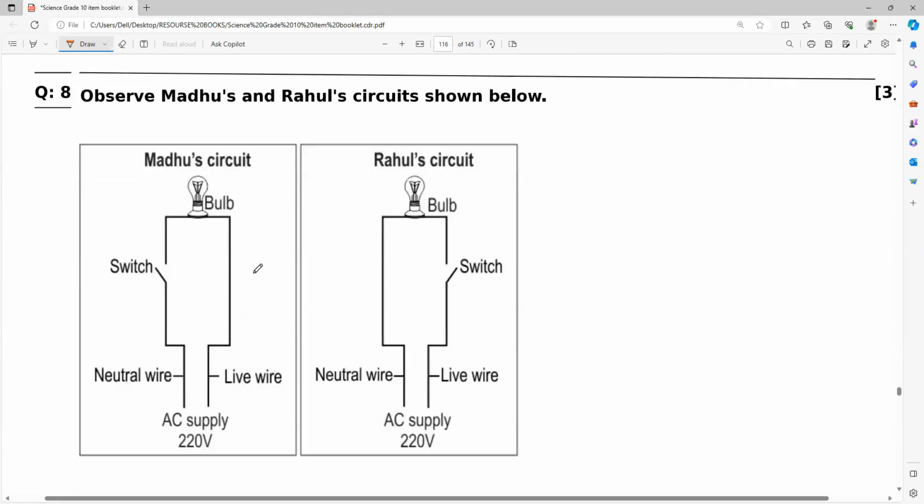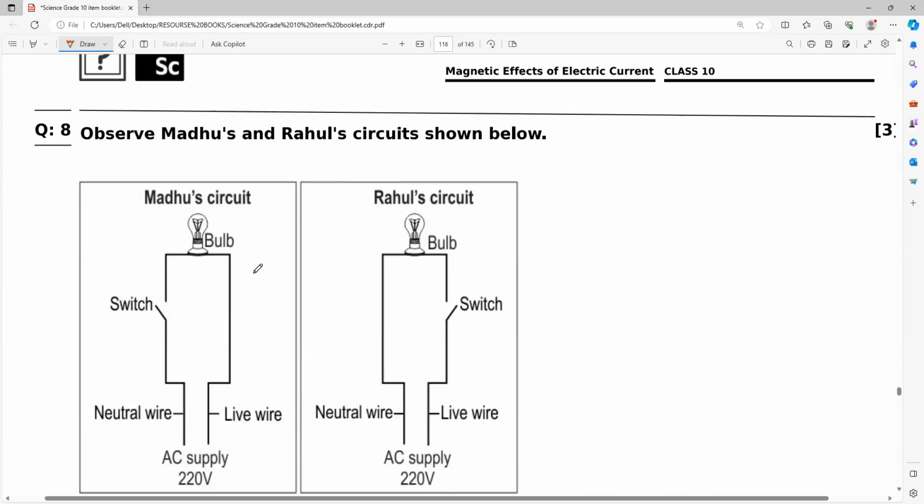The next question is very important, such a beautiful question. Observe the figure, don't read the question. I'm giving you 10 seconds. All of you observe this figure and tell me what is wrong with it. Observe Madhu's and Rahul's circuits shown below. What is the difference you are observing, guys? One by one, try to tell me.